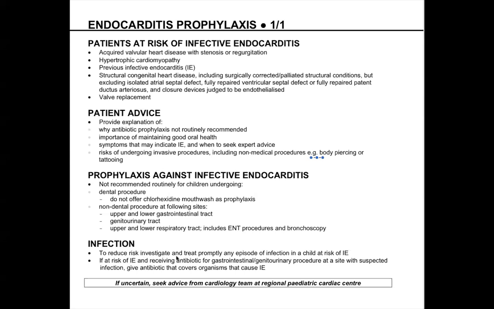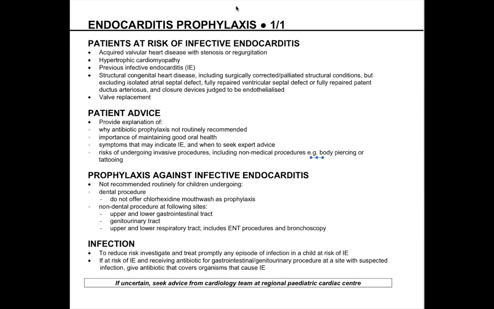Infection: to reduce risk, investigate and treat promptly any episode of infection in a child at risk of IE. If the child is at risk of infective endocarditis and receiving antibiotics for a gastrointestinal or genitourinary procedure at a site with suspected infection, give antibiotics that cover organisms that cause infective endocarditis.